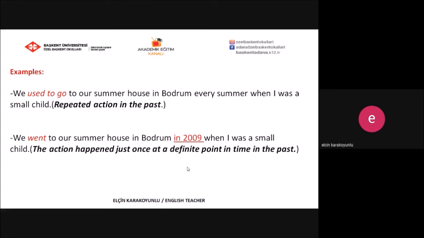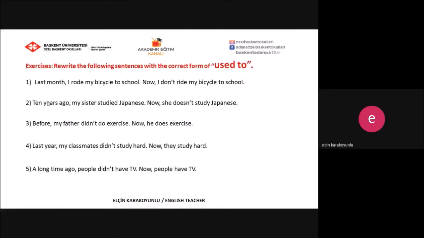But in the second sentence, we went to our summer house in Bodrum in 2009 when I was a small child. So, in this sentence, we can understand that the action happened just once at a definite point in time in the past. That's why we use simple past tense here. But in the first sentence, we are talking about a repeated action in the past. That's why we use "used to" here. So, for the first sentence, we use "used to," and for the second sentence, we use simple past.